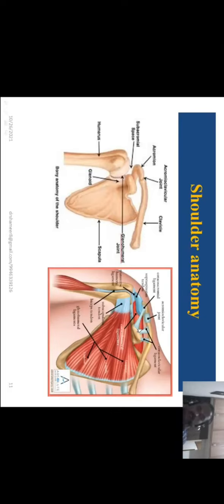Abduction means moving away from the body. Laterally away from the shoulder is abduction. So the abduction of the shoulder is done by the supraspinatus muscle along with the deltoid muscle. So the function of the supraspinatus is abduction of the shoulder. It is the most important thing. Abduction of the shoulder is controlled by the supraspinatus muscle and the deltoid muscle. It is the first thing.